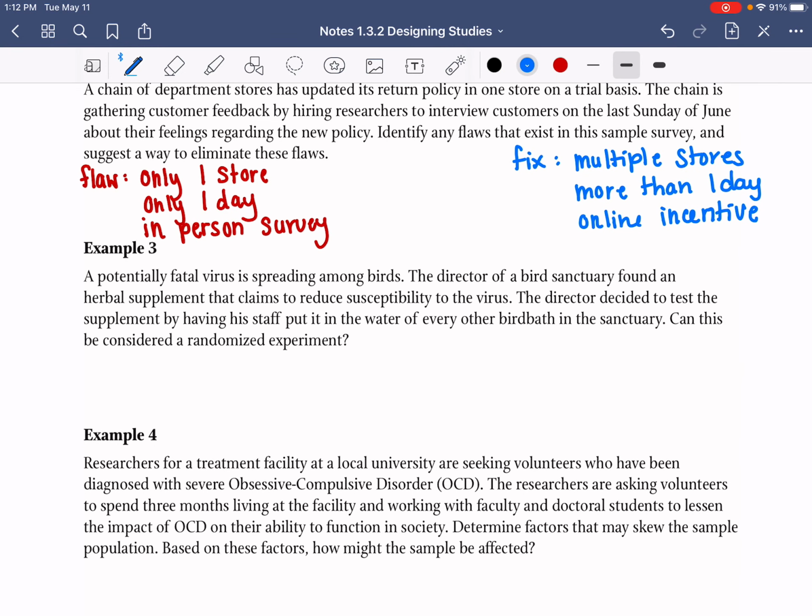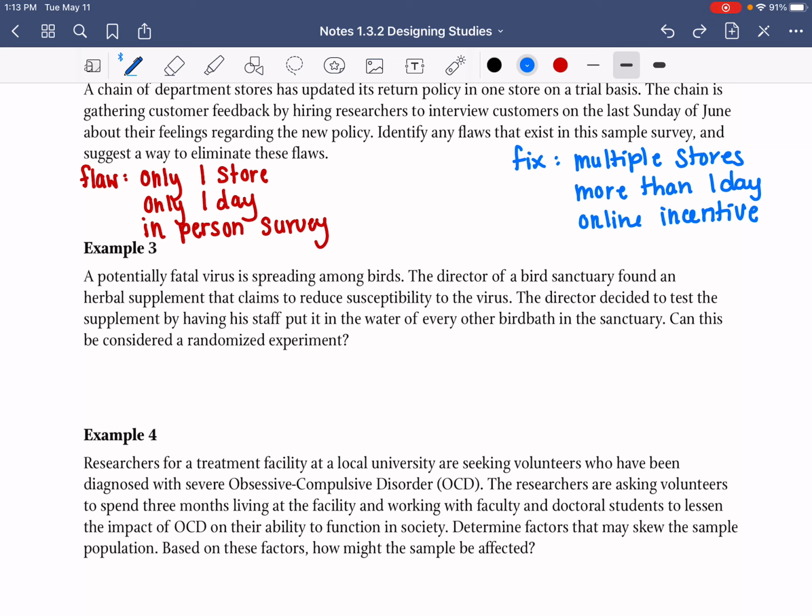Example 3, it says a potentially fatal virus is spreading among birds. The director of a bird sanctuary found an herbal supplement that claims to reduce susceptibility to the virus. The director decided to test the supplement by having the staff put it in the water of every other bird bath in the sanctuary. Can this be considered a randomized experiment? Well, random, right? It says that he put it in every other bird bath. That's not random. Anytime you do every other bird bath, so we put it in this one, this one, this one, that's not random. That has a pattern to it.